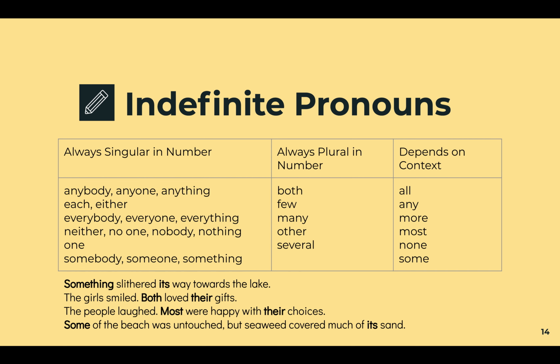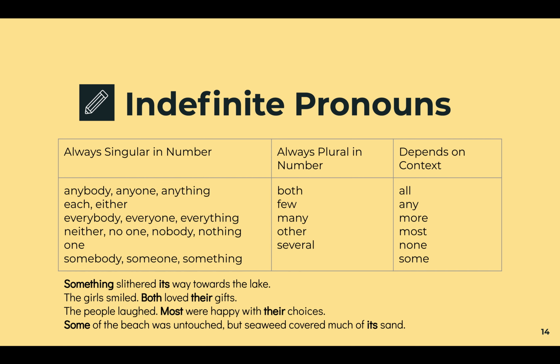Sometimes, because English is wonky and likes to throw us for a loop, some of our pronouns depend on the context. Okay? The people laughed, most were happy with their choices. The words all, any, more, most, none, and some depend on the context in which they are used, whether or not you choose the singular or plural verbs and additional pronouns to go with them.